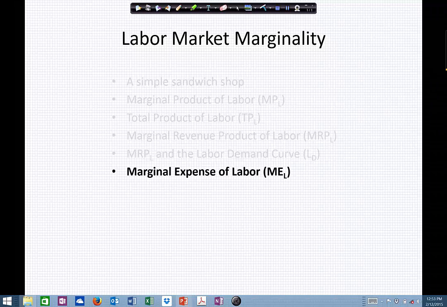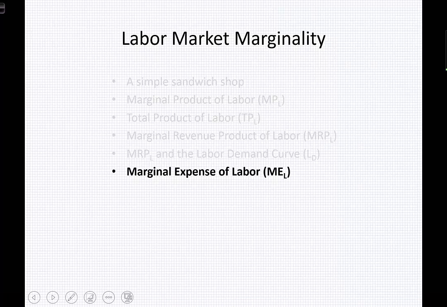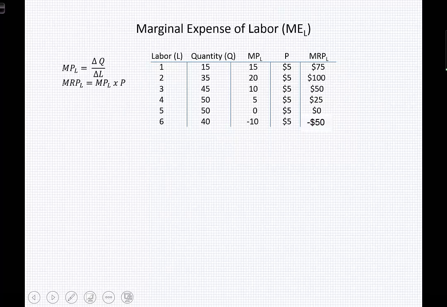So let's continue on in our discussion of marginal or labor market marginality. Specifically, we're going to take a look now at the marginal expense of labor, which we'll see will look very different than marginal revenue product of labor. So we've included then our basic values that we've already put together.